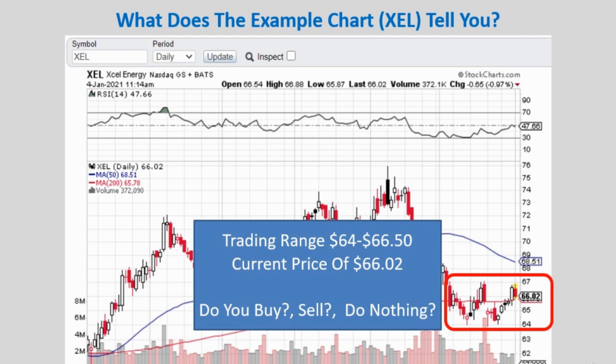Now, do you buy? Do you sell? Do you do nothing? Well, that's what we'll learn about in the course. But thinking about it with common sense, you could say, well, if I'm in this trading range of $64 to $66.50, and right now I'm at 66.02, there's not a lot of room to go up. In fact, there might be more downside risk than upside gain. So that might be one way you can look at it as well.